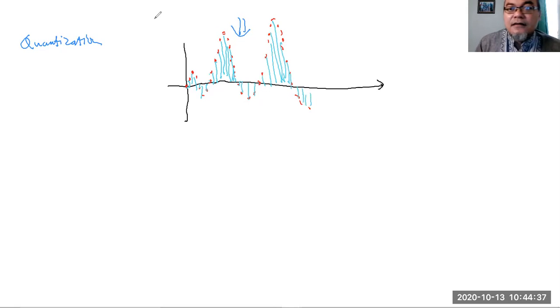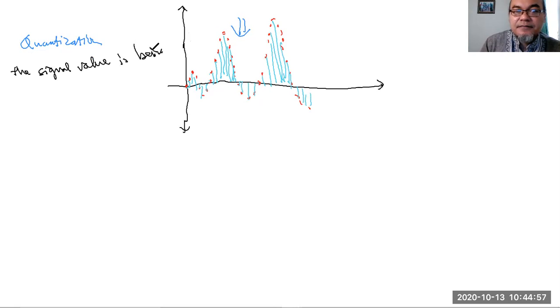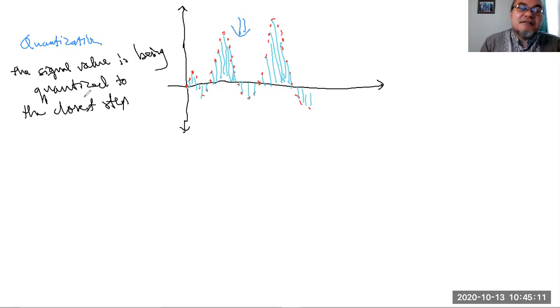Then the second process in quantization: the signal value is quantized to the closest step value, the closest step or staircase value. What is that? What does it mean with staircase value?